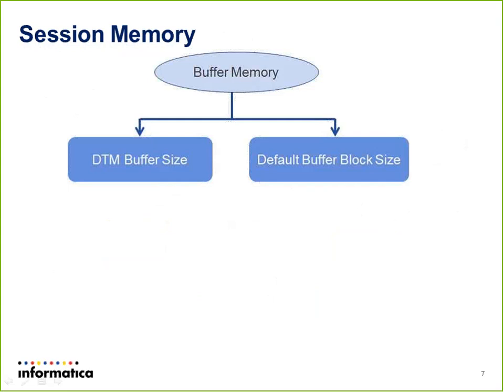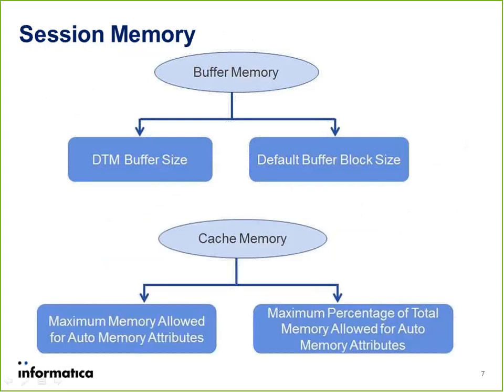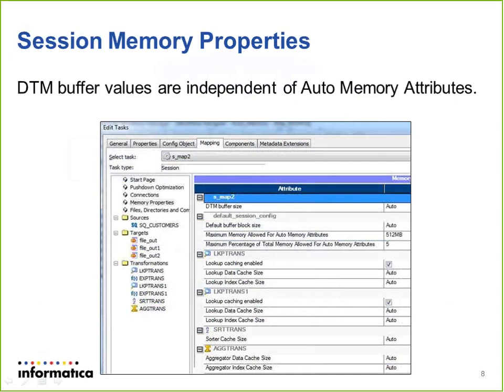The DTM buffer memory comprises DTM buffer size and default buffer block size. The cache memory is calculated based on values of maximum memory allowed for auto memory attributes and maximum percentage of total memory allowed for auto memory attributes for the transformations whose data and index cache size is set to auto. The DTM buffer size and the default block size are independent of the two auto memory attributes, the absolute value or the percentage value which sets the maximum limit for the cache memory. The memory attributes are for the transformation cache.